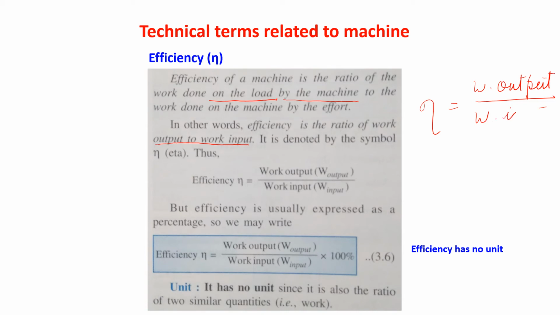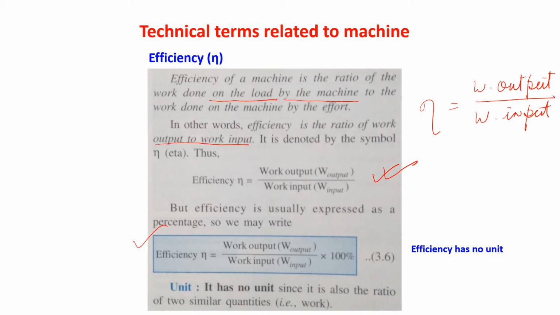Output by work input. Efficiency is equal to work output by work input. But efficiency is usually expressed as a percentage. So we can write efficiency eta is equal to work output by work input into 100. It also has no limit because it is a ratio of two similar quantities.